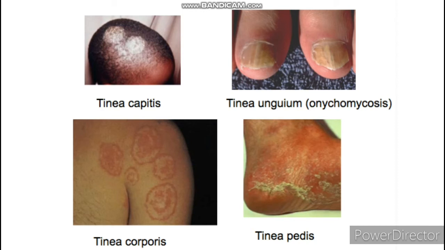So, this one is the Tinea capitis. The Tinea unguium, or also known as onychomycosis, tatandaan din po itong term na ito. And then your corporis, which is in the skin, and pedis sa foot.